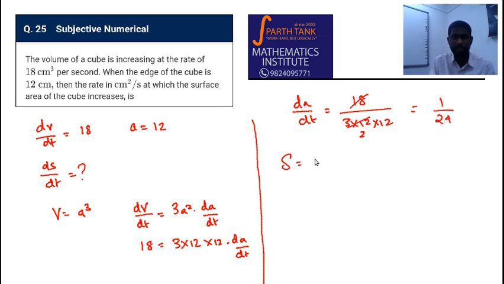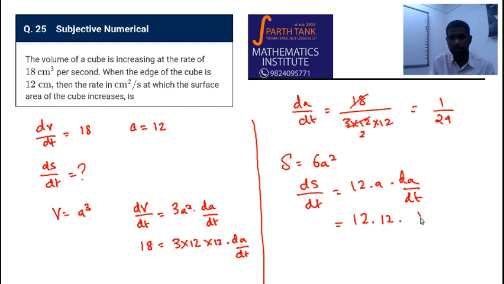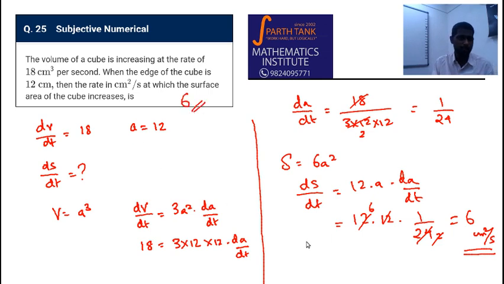Now surface area is 6a squared, right? So dS by dt is nothing but 12a times dA by dt. Now substitute them again. 12 into a is 12, dA by dt is 1 by 24. So it becomes 2 and 6. So 6 centimeters squared per second. So the answer is 6. Very simple problem based on the application of the derivatives.